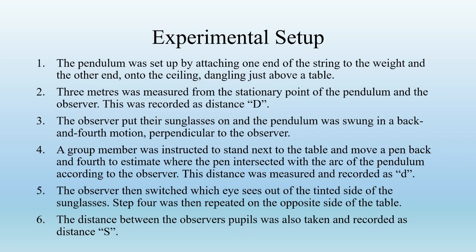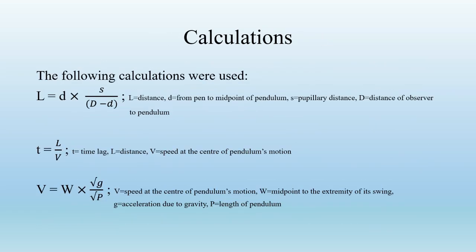The observer then switched which eye sees out of the tinted side of the sunglasses. Step 4 was then repeated on the opposite side of the table. The distance between the observer's pupils was also taken and recorded as distance S. The following equations were used to calculate the lag time between one's eyes.